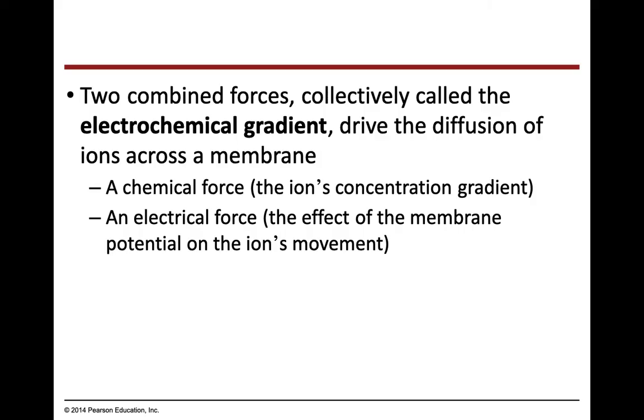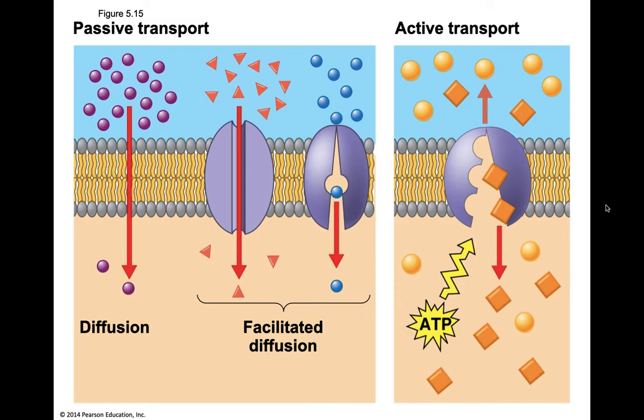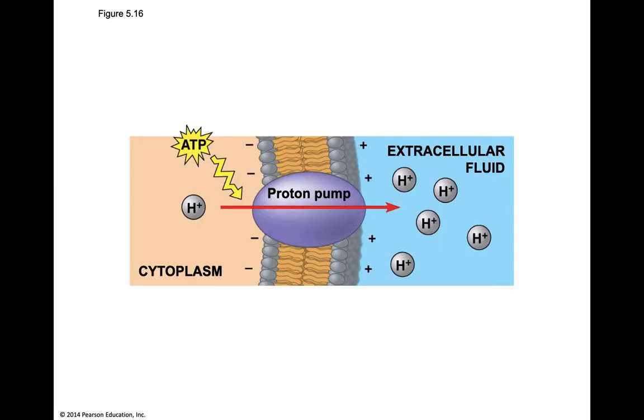Now, we call these two combined forces we've just talked about the electrochemical gradient, which is all about driving the diffusion of ions across a membrane. And we can think about this based on a chemical force, the concentration gradient, and the electrical force, the effect of membrane potential on the movement of ions. So really we're thinking about, when we're looking at different charged particles across the membrane, how that impacts how a cell functions, usually a neuron.